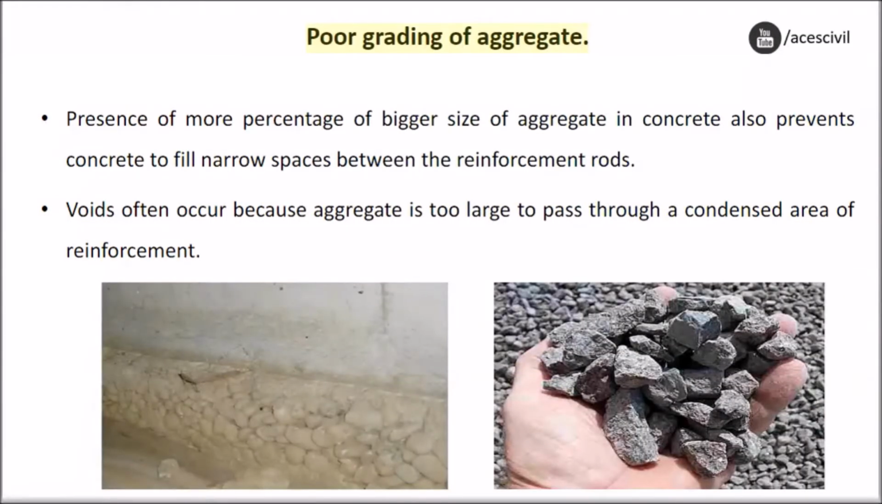Poor grading of aggregate. Presence of a higher percentage of bigger size aggregate in concrete also prevents concrete from filling narrow spaces between the reinforcement rods. Voids often occur because aggregate is too large to pass through a condensed area of reinforcement.